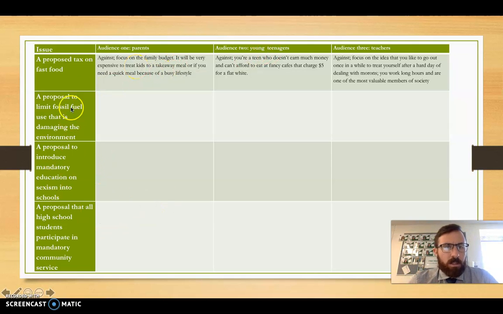What I want you to consider is how those same audiences would respond to the following three: a proposal to limit fossil fuel, a proposal to introduce mandatory education on sexism, and a proposal that all high school students participate in mandatory community service. Maybe choose one of the audiences, whether it be parents, teenagers, or teachers, and consider how each would respond to those different issues. So good opportunity now to stop and reflect. How would they respond? Because you need to know your audience before you can write to persuade your audience. So pausing the video again.